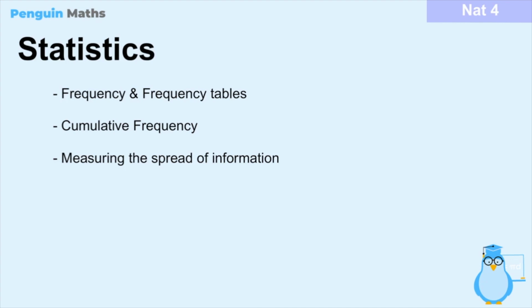In this National 4 Maths lesson, we will be looking at statistics. In particular, we will be focusing on frequency and frequency tables and how we can use these things to order our information. We will then look at something known as the cumulative frequency, and finally we will look at strategies and how we can measure the spread of information so that we can further analyse a group of data. So let's get started.